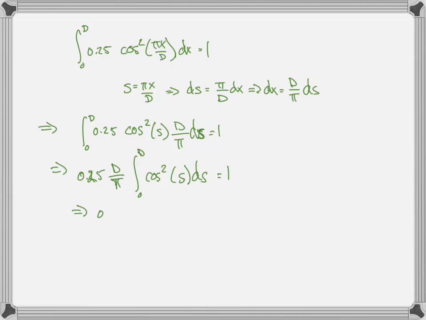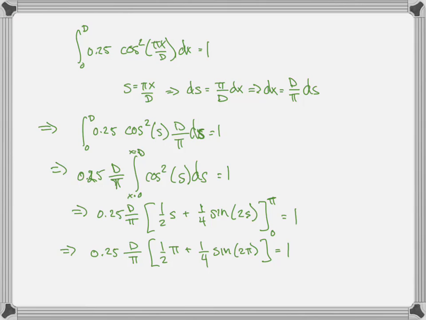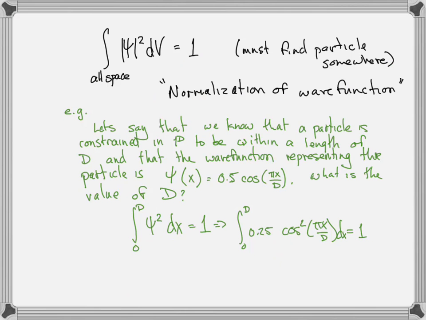So we get the integral of cosine squared, we get what's in the brackets here, and I wasn't careful over here. We're still evaluating from x equals 0 to x equals d, but we made the substitution for s. So if x equals 0, then s equals 0, and if x equals d, then s equals pi, so we're evaluating from 0 to pi. We plug in the limits, and so in the end we get 1/8 d equals 1, so d equals 8. So it's whatever units we were in, d equals 8.